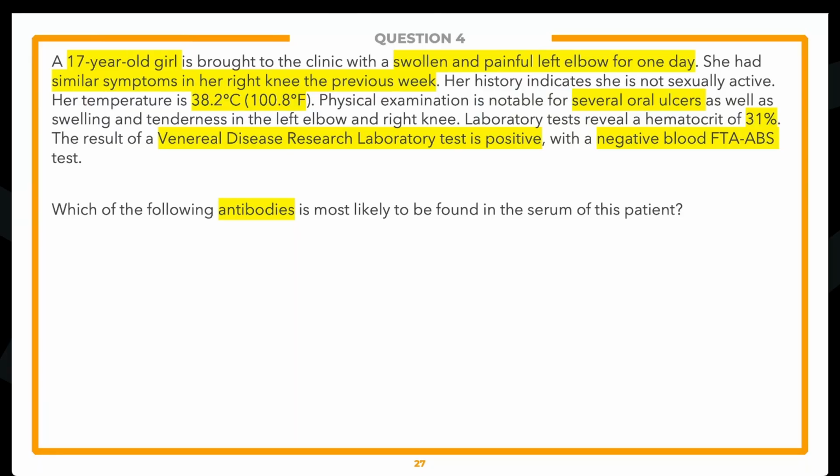Okay, so there are some key important factors here, and look at the full story, see what's going on, look at highlighted, look at not highlighted stuff as well, and think about what antibody could be found in the serum of this patient. So let's go through, let's pull the options up here. Let's figure out what's happening.